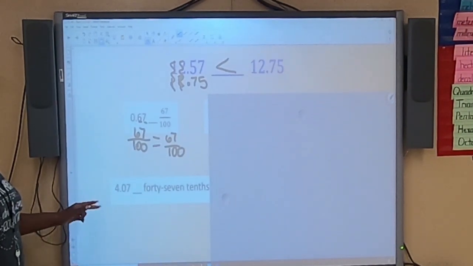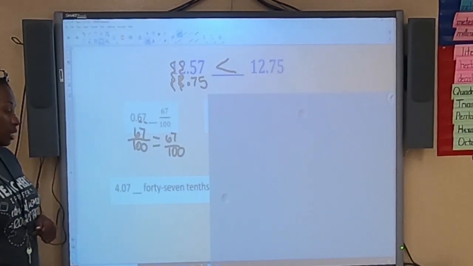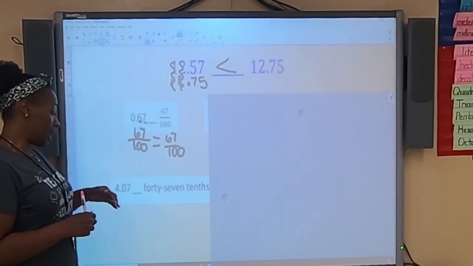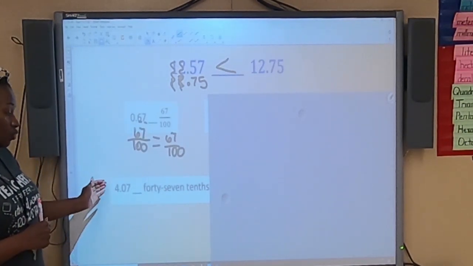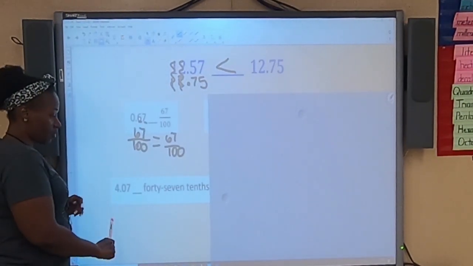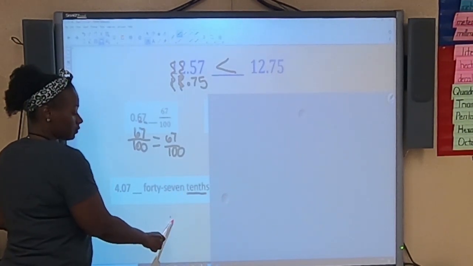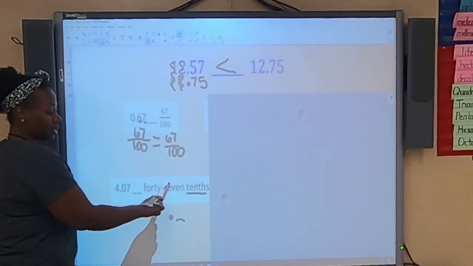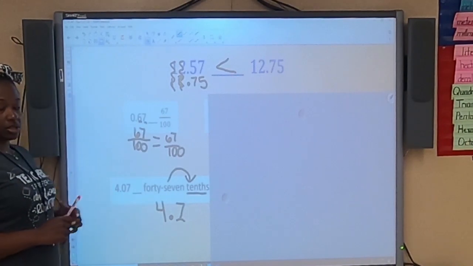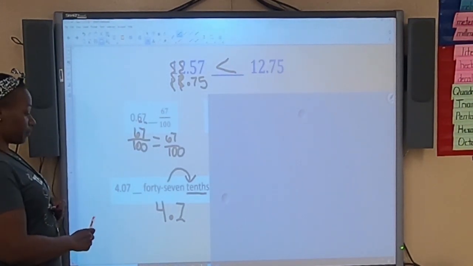Notice this is also in different forms. They gave us standard and they gave us word. So that means I need to change one of them to make them have the same form. So either I can do standard, standard, or I can do word, word. For this one, I think I'm going to do standard, standard. So 47 tenths. First word I notice is tenths, which means I need one decimal place. The 7 sits in that place, which means the 4 has to move. There's my standard form. Now I'm ready to line them up.